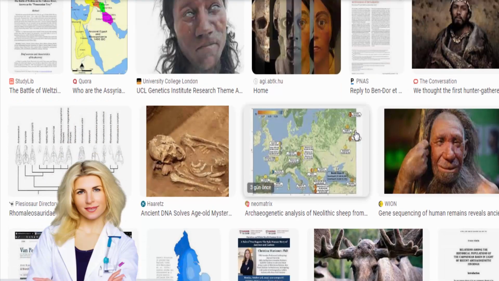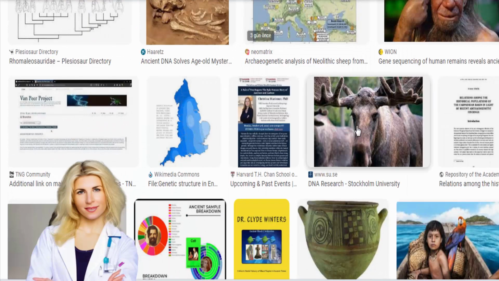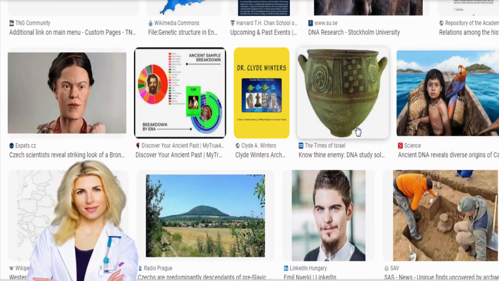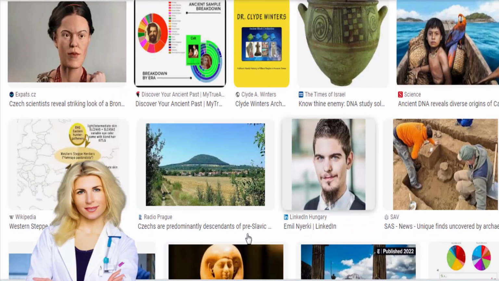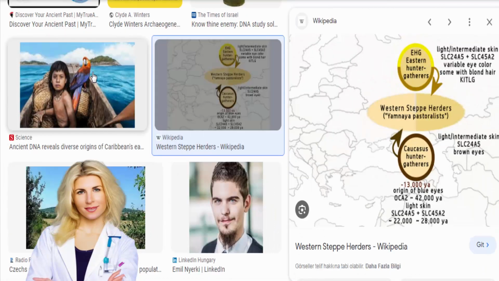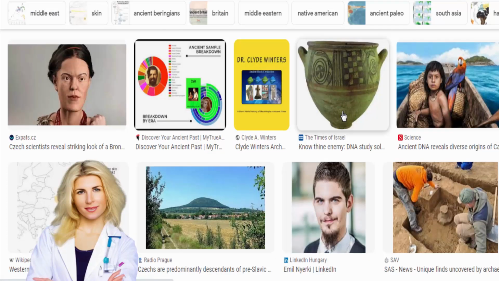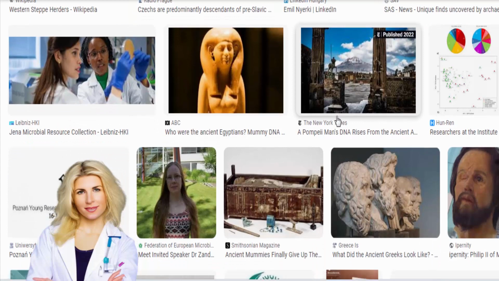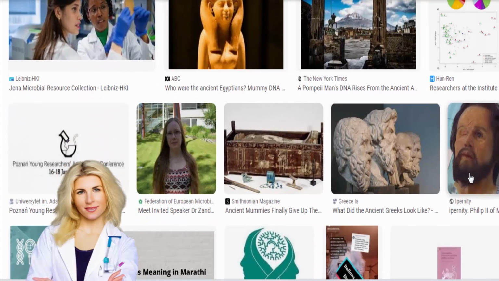The field has produced significant insights into human history, such as the migration of early humans out of Africa, the settlement of the Americas, and the genetic impact of historical events, such as the spread of diseases and the interactions between different human populations. Archaeogenetics has also been instrumental in confirming or refuting archaeological and anthropological hypotheses and in refining our understanding of ancient cultures and their connections.